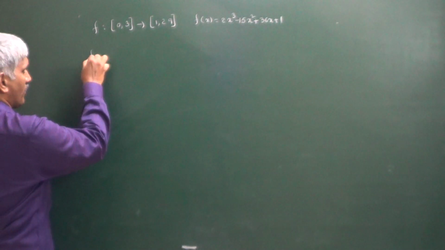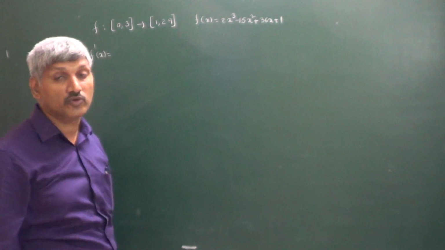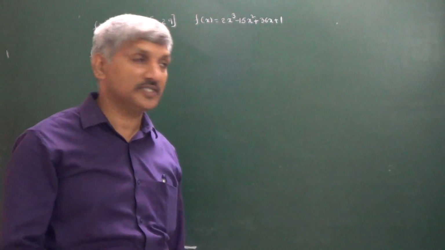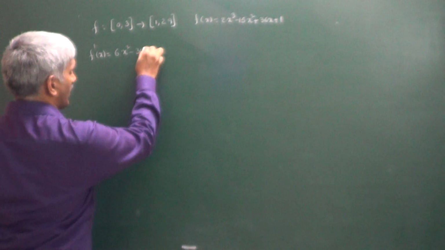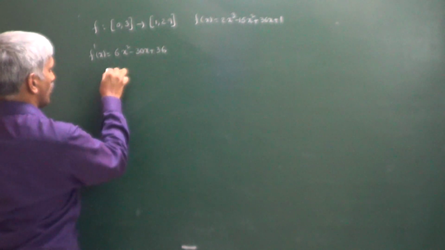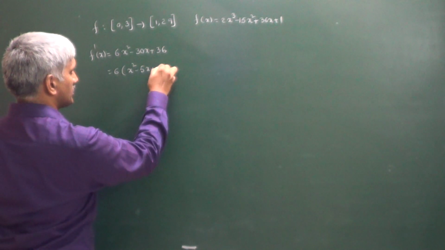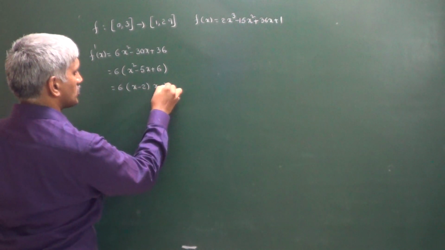Okay, f of x is given, find out f dash of x. The domain of the function is the closed interval 0 to 3. We have to check 1-1 and onto in that interval only, right? If in this interval the function is strictly increasing, we can say it is a 1-1 function. f dash of x is equal to 6x square minus 30x plus 36. Now if you take 6 common, we will get x square minus 5x plus 6, which is equal to 6 into x minus 2 into x minus 3.